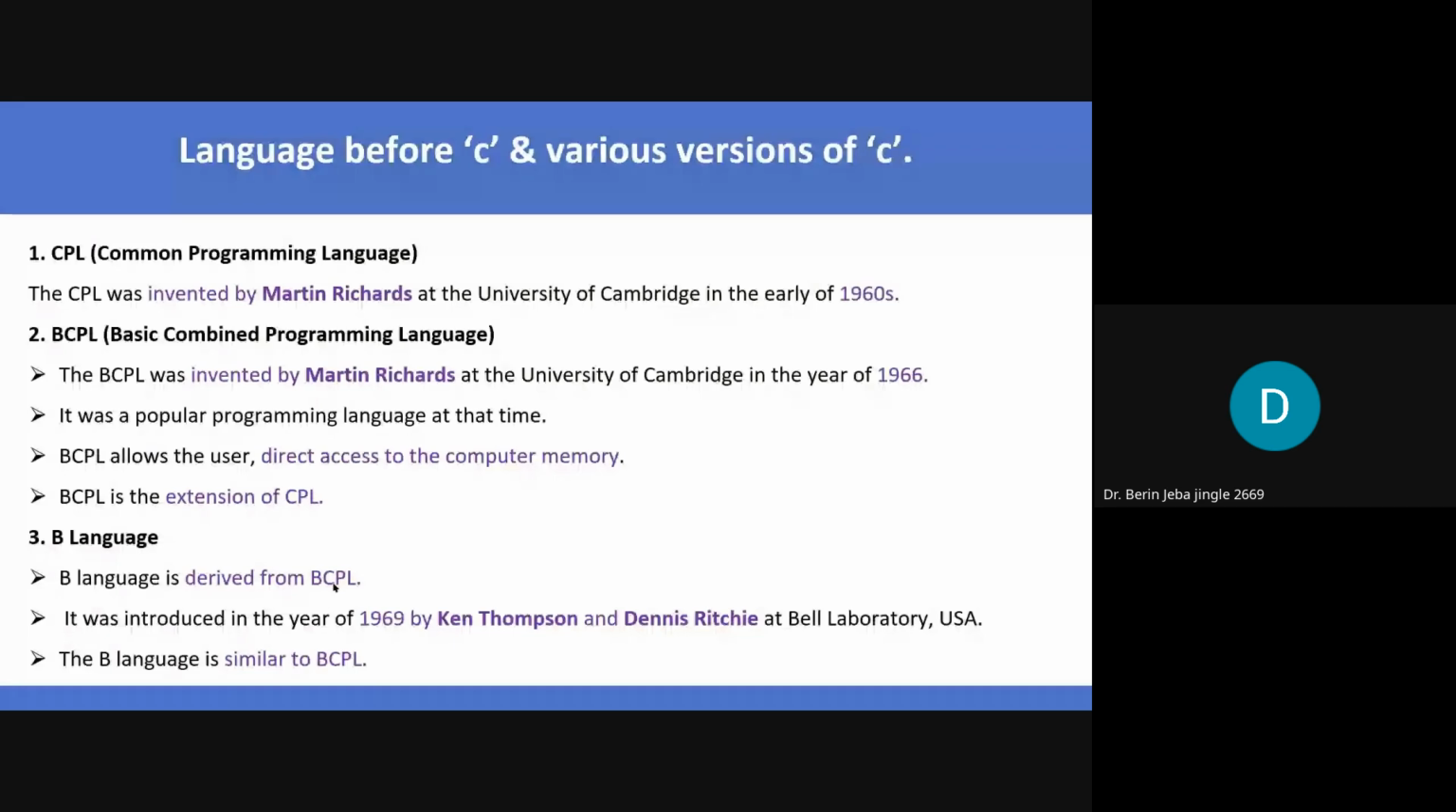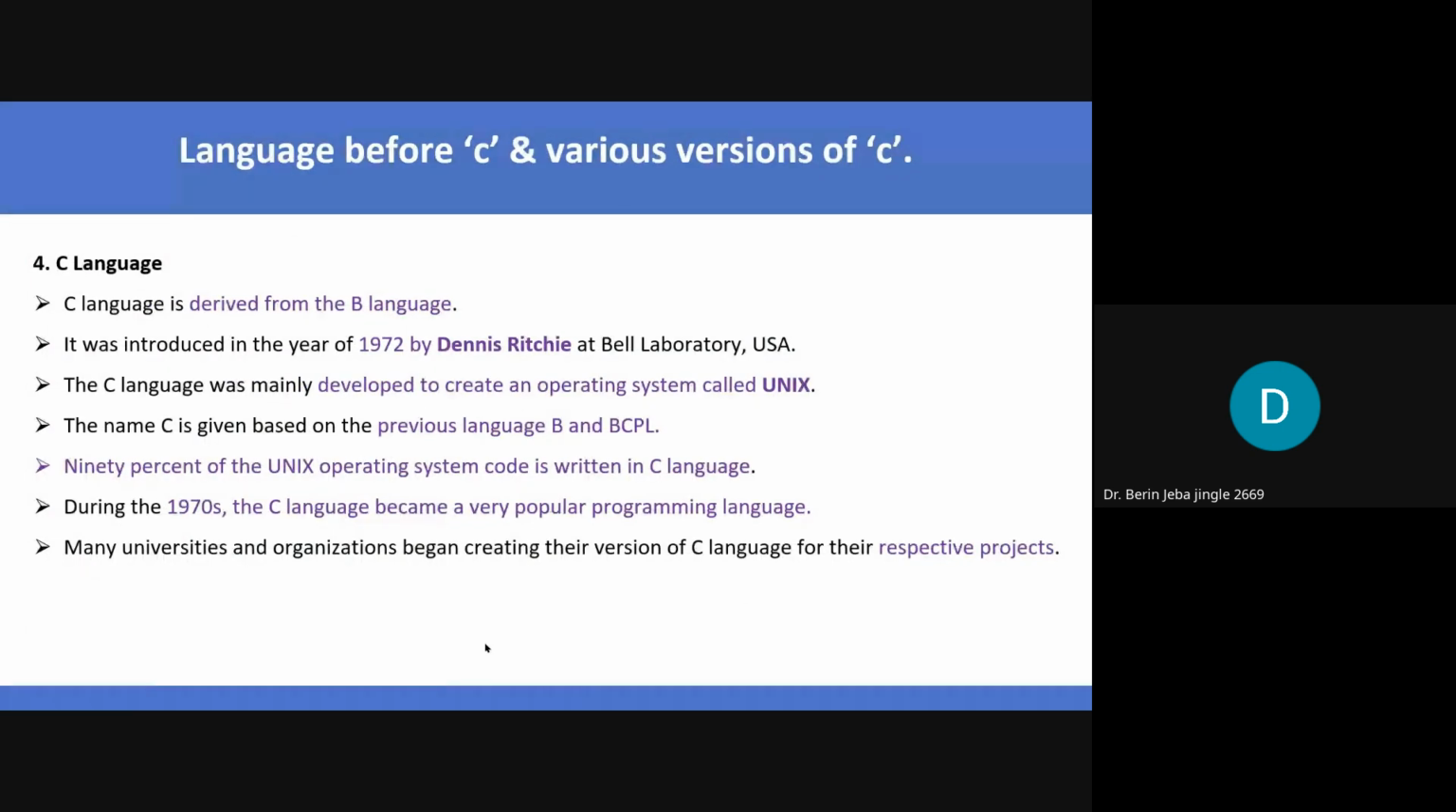First, C and its various versions. First, C was known as CPL, Combined Programming Language, invented by Martin Richards. Then BCPL, the Basic Combined Programming Language, was also developed by Martin Richards. The next version of BCPL is the B language. It is derived from BCPL and was introduced in 1969 by Ken Thompson and Dennis Ritchie. Then the next version of B is the C language, derived from the B language.